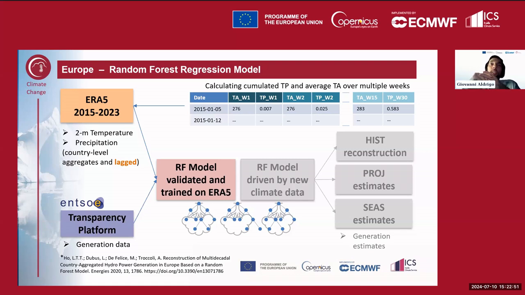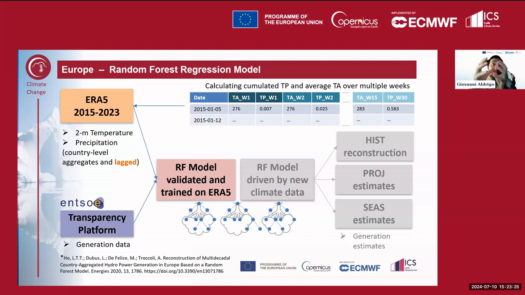So it trains several decision trees over a data set of predictors, mainly temperature and precipitation, in order to be able to predict, estimate the generation at country level. So these trees are trained for each specific country and each specific technology. And the output is then averaged for each country and technology to obtain the final, let's say, output estimate.